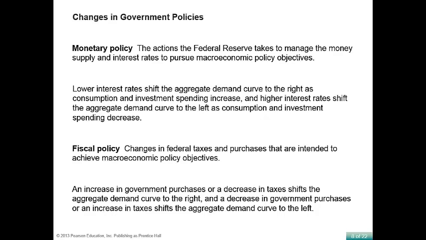Now, when the Federal Reserve wants to expand economic output, they will increase the money supply, which will result in lower interest rates. When interest rates are lower, the cost of borrowing becomes lower, which makes it easier for consumers and firms and government to finance their additional purchases. When interest rates are lower, the aggregate demand curve will shift to the right. When interest rates are higher and purchases become more expensive, the aggregate demand curve will shift to the left.